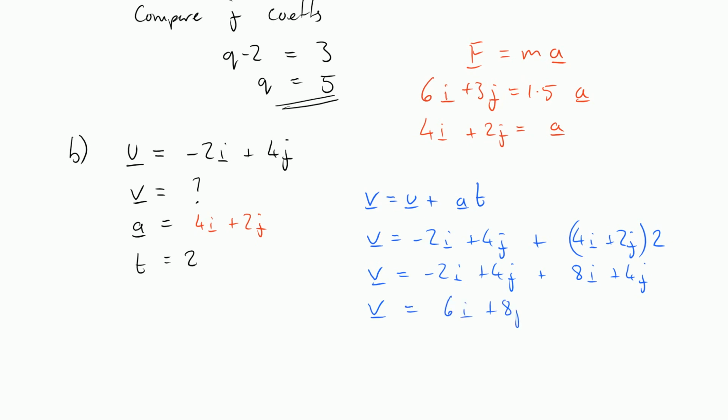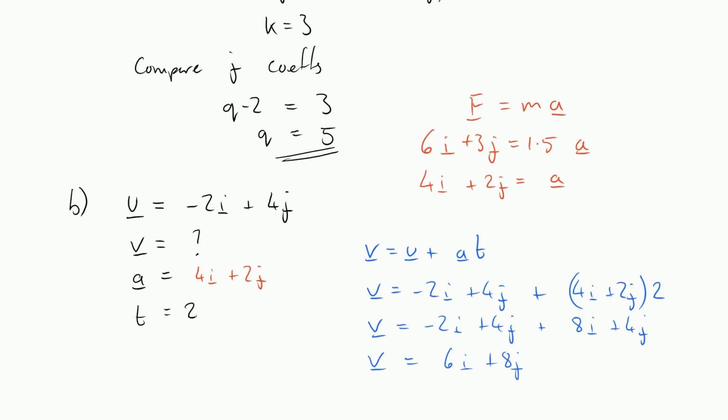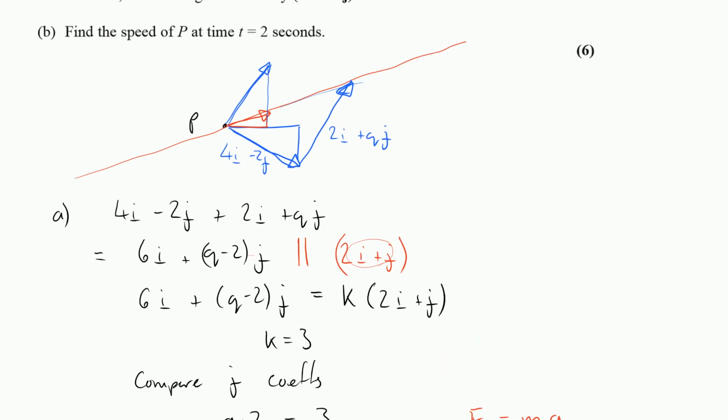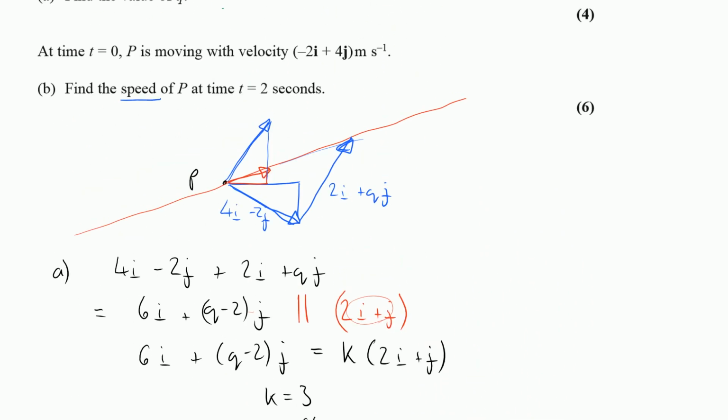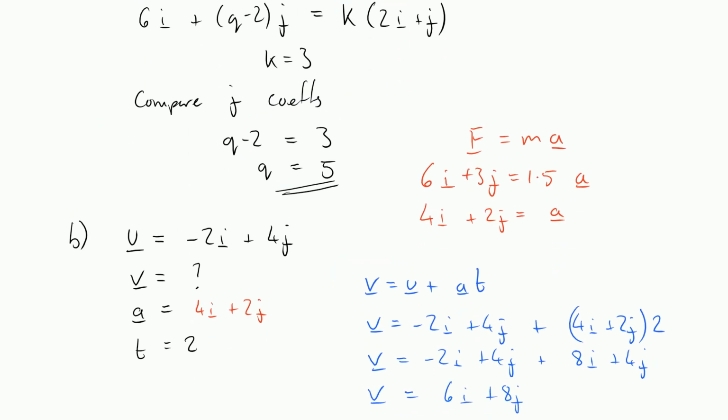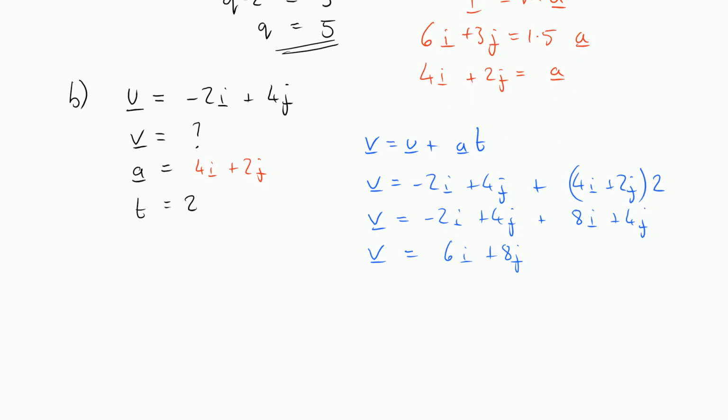Now, it would be a foolish thing to stop at this point thinking that I had found the solution, because the question was asking me to find the speed of P at time t equals 2, and what I found at the moment is the velocity. So what I need to do now is to find the magnitude of the velocity so that I can find the speed, which is going to be the square root of 6 squared plus 8 squared. And we should hopefully recognize this as being a nice Pythagorean triple, so we get an answer here of 10. It looks a little bit like 16, but it is definitely 10 meters per second.